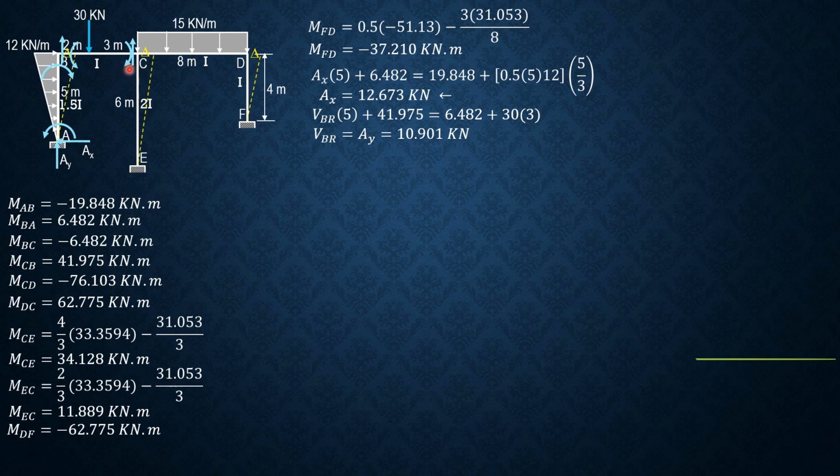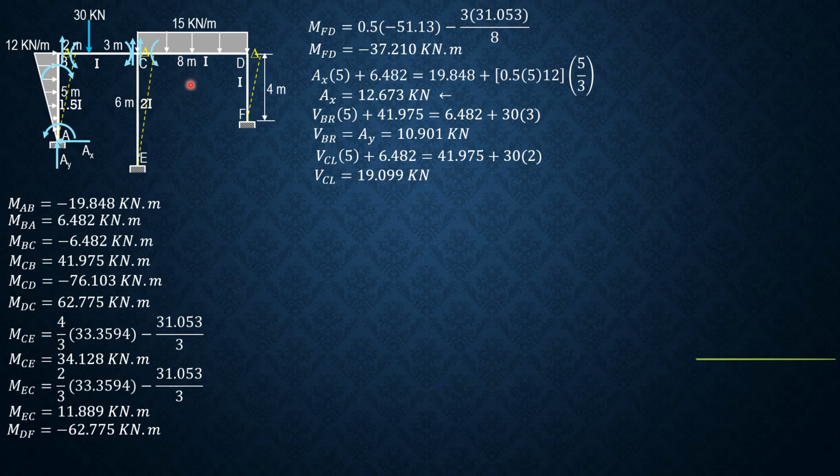Likewise, for shear at C just to the left, summation of moment about B. So shear at C just to the left times 5 plus MBC, which is 6.482, equals MCB, which is 41.975, plus the moment of the load, 30 times 2. So shear at C just to the left is 19.099 kilonewtons.